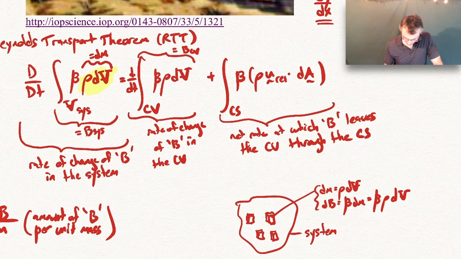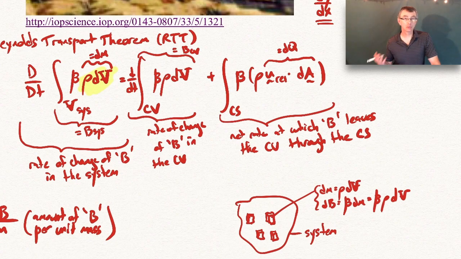The u_rel · dA, I'll talk more about what that is, but this represents a little bit of volumetric flow rate. So dq here is a little bit of volumetric flow rate. It's like velocity times area. It gives you a volume flow rate. When you multiply by a rho, that gives you a little bit of mass flow rate. So rho u_rel · dA is a little bit of mass flow rate. And then when you multiply it by beta, which is B per unit mass, then it gives you the rate at which B is leaving our control surface. The CS here is just meaning over the control surface.